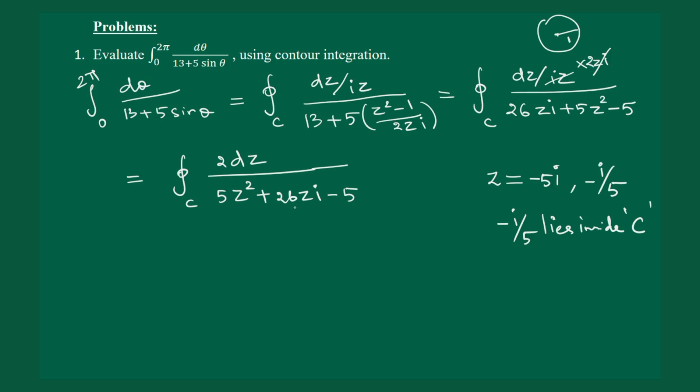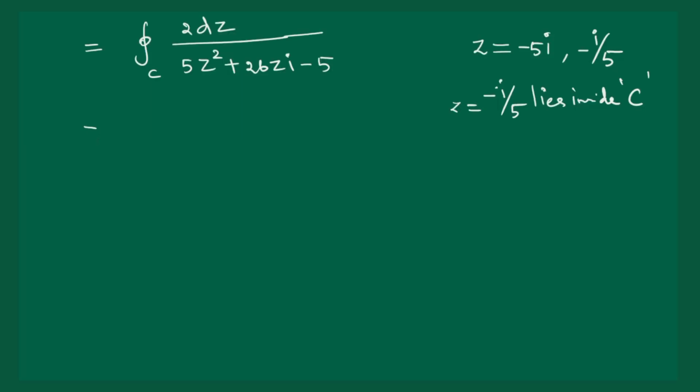So we have to consider the points, and why we are finding the roots is that these two roots are called poles. Out of these singular points, we have to identify which singular point lies inside the given closed curve C. So here minus i by 5 alone lies inside the curve C. So we have to find out the residue for this point. Let us factorize the denominator.